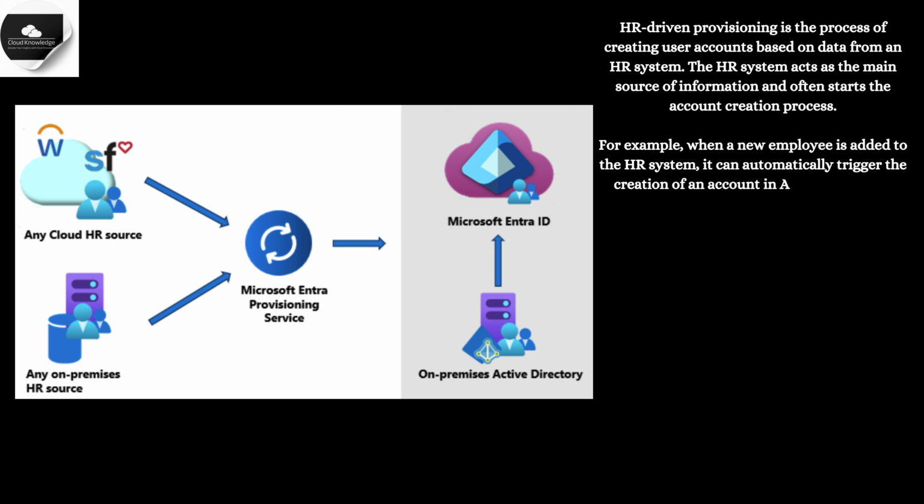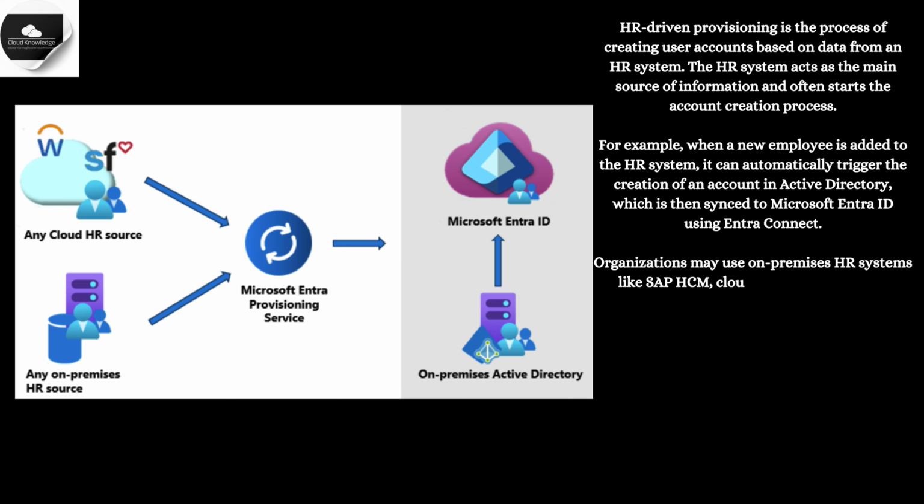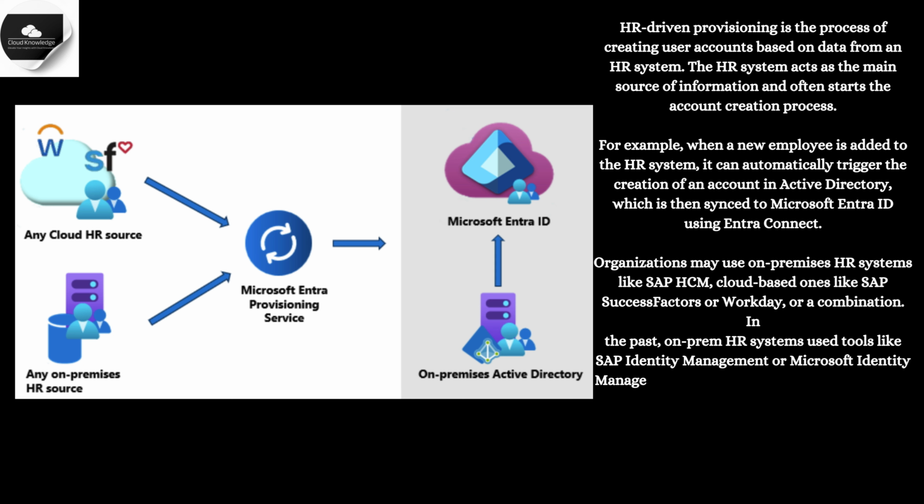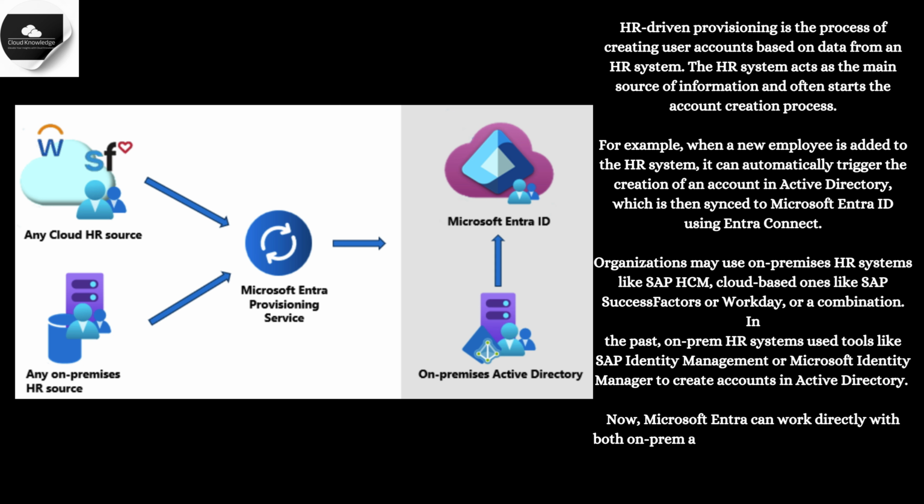Companies might use a traditional on-prem HR system like SAP HCM or a modern cloud-based platform like SAP SuccessFactors or Workday. Many other HR provisioning applications are there, and some companies use a mix of them. In the past, on-premises systems needed tools like SAP Identity Management or Microsoft Identity Management to create user accounts. But now Entra ID can work directly with both on-prem and cloud HR systems, automating the whole process. Even if you don't have Active Directory at all, it will still work with the help of Entra.